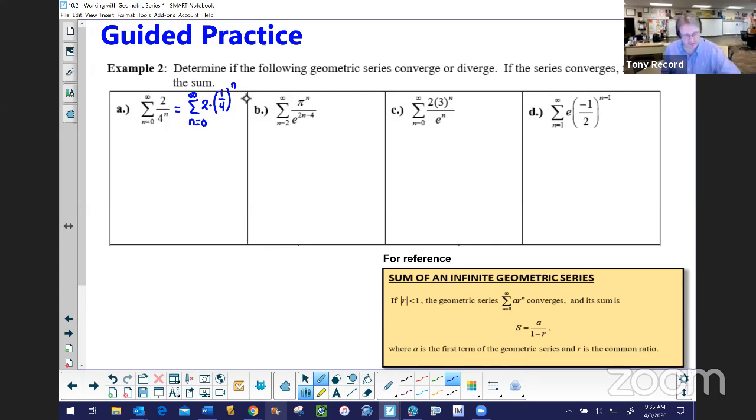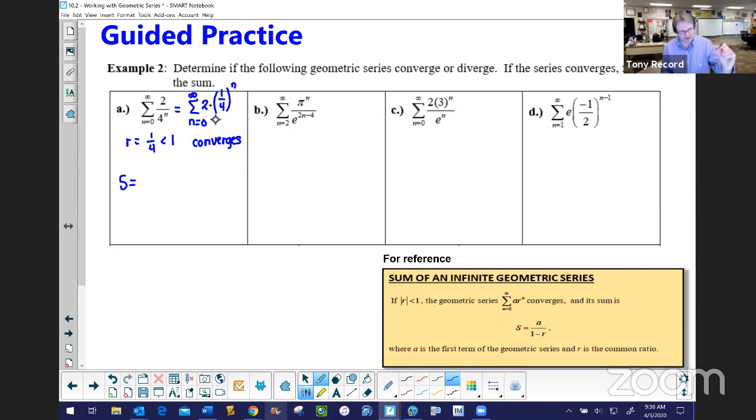We also have a convergent series, right? R is certainly equal to 1/4, which, in absolute value, 1/4 is less than 1. So we know that we converge, and it's only because we converge that we can actually find the sum. Now, the sum here could be done in a very quick manner in that you can use the 2 as your A and the 1/4 as your R.